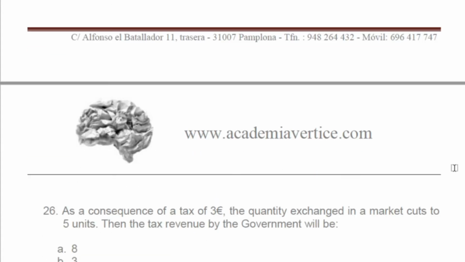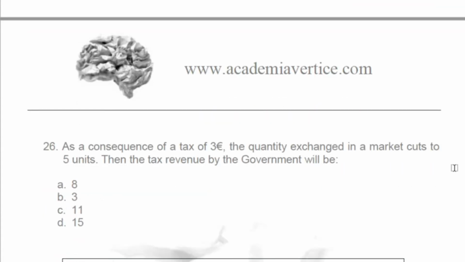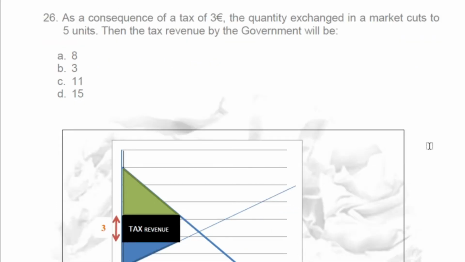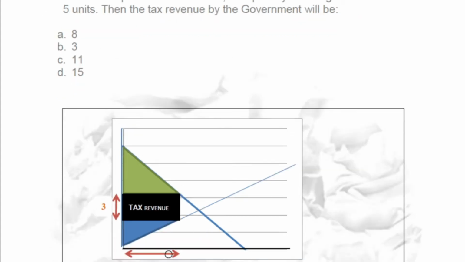Let's continue with the 26th. As a consequence of a tax of 3 euros, the quantity exchanged in the market cuts to 5 units. Then the tax revenue for the government will be, well, if we do a graph here, it's very easy. The tax is 3 here. The quantity exchanged is cut to 5 units. So the new quantity exchanged is 5. For each of these 5 units, the government earns 3. So 3 times 5 is 15. Okay, very easy, I think.